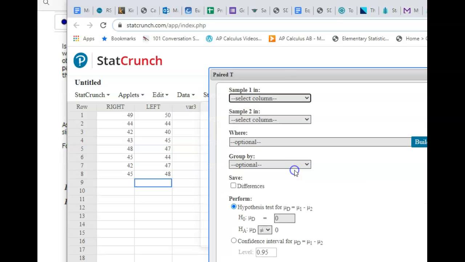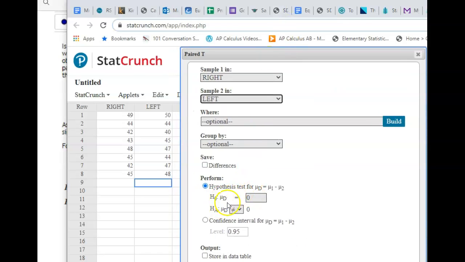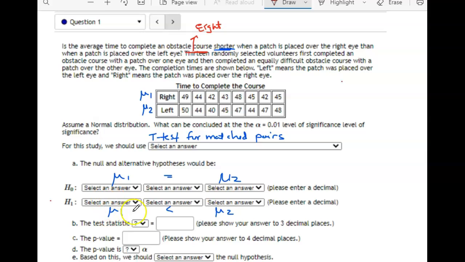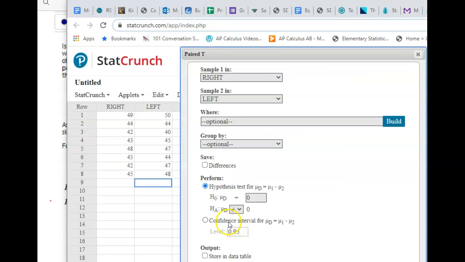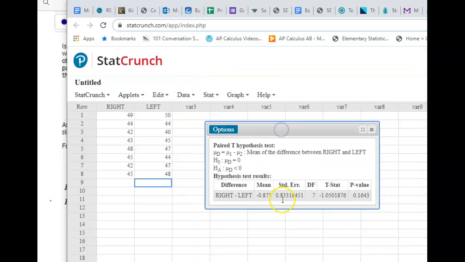Okay, so we're going to go to Stat, t-stats, paired. So sample 1 is in column right and sample 2 is in column left. And here we want the null that mu d, the mean of the difference, is 0. And for the alternate, we want to test if the first mean is less than the second mean. If I take the difference between the first mean and the second mean, it would be a negative number if it was smaller. So we want the mean of the difference to be less than 0. We click compute and we get this.